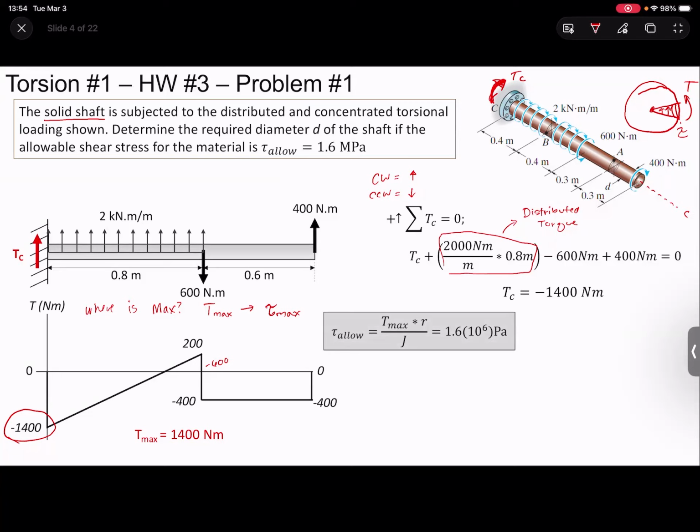So our allowable shear stress, or really you could just get rid of this allowable here, our shear stress due to torque on our shaft from the beginning is this equation: the torque times the radius distance from the centroid, divided by J. And what is J?